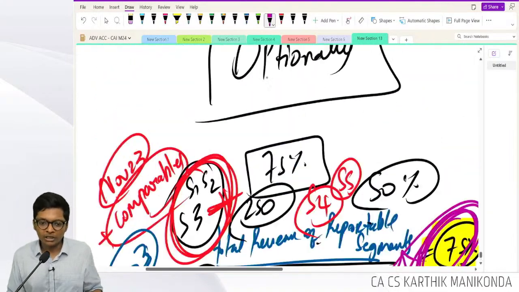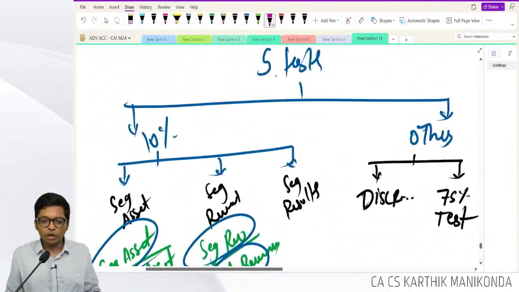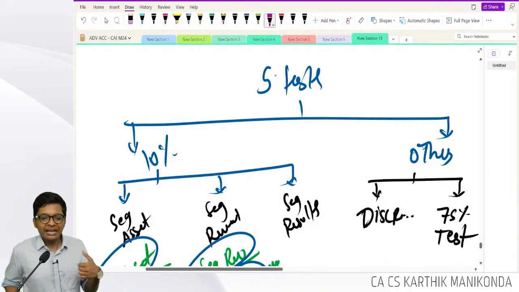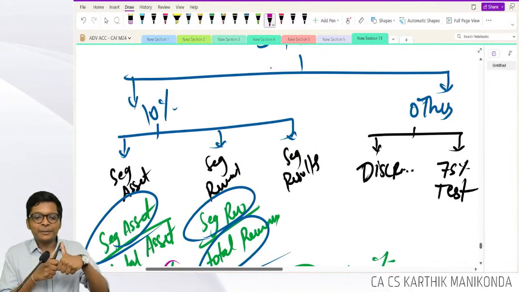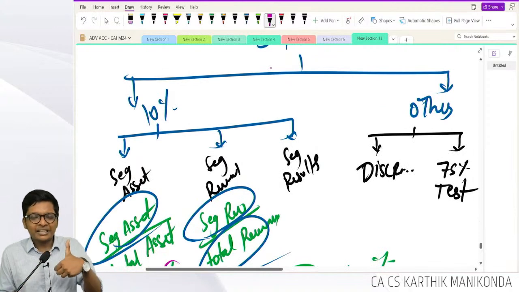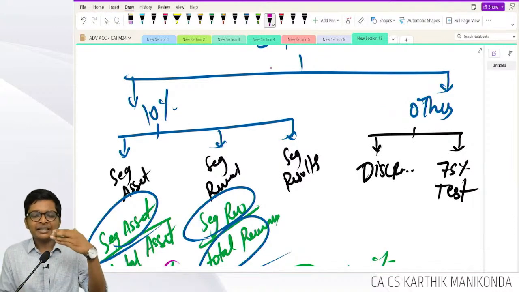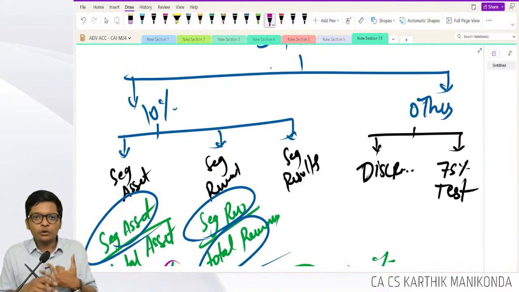So we are done with all the 5 tests, guys. Done with all the 5 tests important for the exam. Asset test is basically segment asset divided by total asset. We consider only relatable assets. Then the segment revenue test is revenue by total revenue. We take both internal and external.